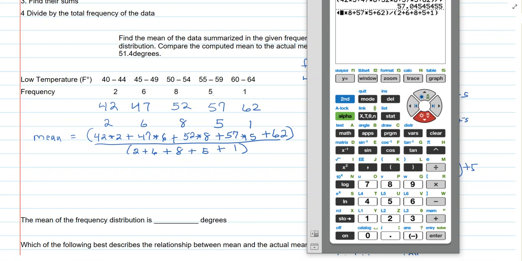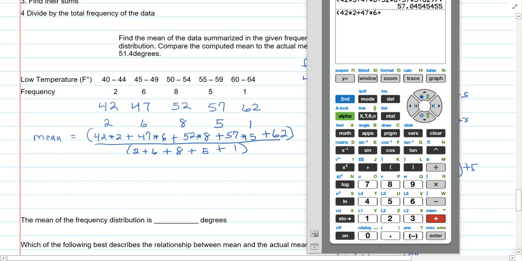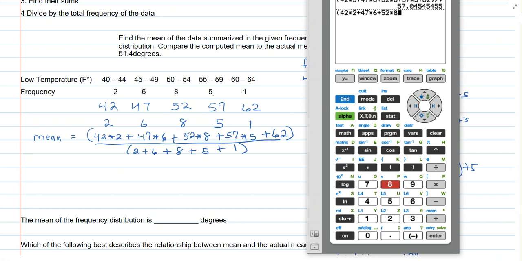Let's see what I did. Oh, I see what I did. I'll just do it again. 42 times 2 plus 47 times 6 plus 52 times 8 plus 57 times 5, making sure 57 times 5.